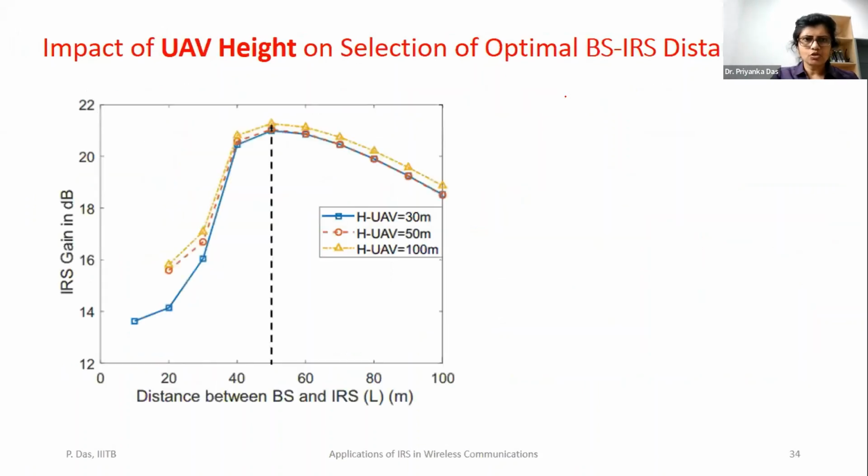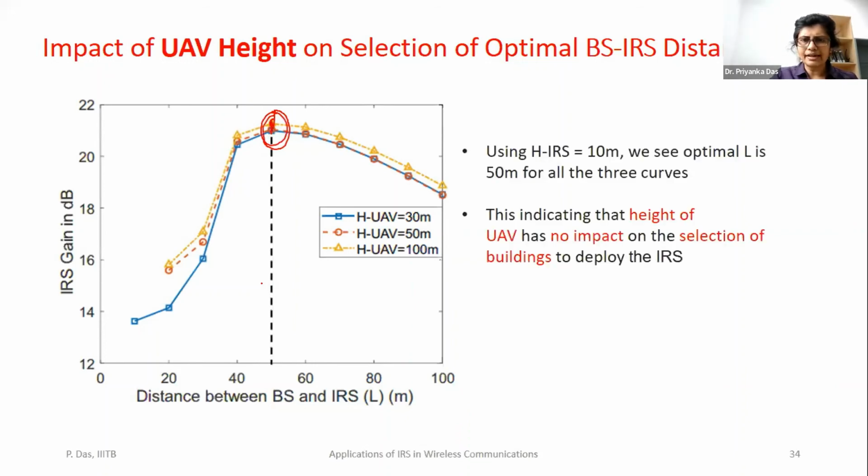So the impact of UAV height is not that much. It's telling that if you fix your IRS properly with height and distance from the base station, and now you change your UAV height, it does not give a major difference in IRS gain. This indicates the height of the UAV has no impact on the selection of the building to deploy the IRS.